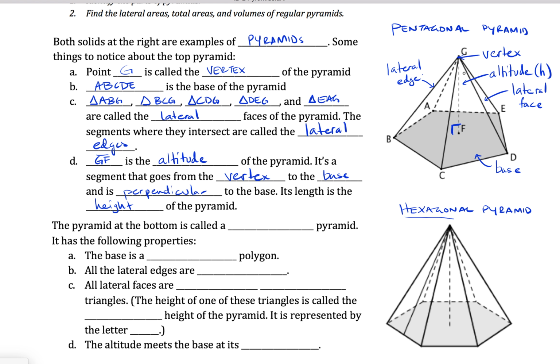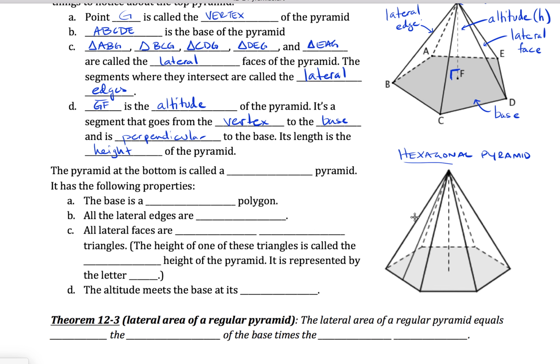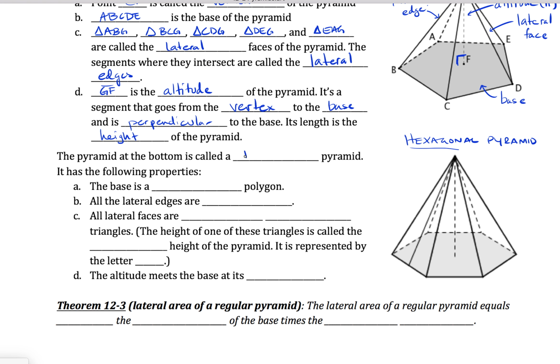So that's one kind, just a generic pyramid. That's a pentagonal pyramid, but all those same terms would apply for any other kind of pyramid: a square pyramid, a hexagonal pyramid, a triangular pyramid, which we're going to see a little bit of. The one down here on the bottom has something else special about it. It is called a regular pyramid because the base of this is a regular polygon.